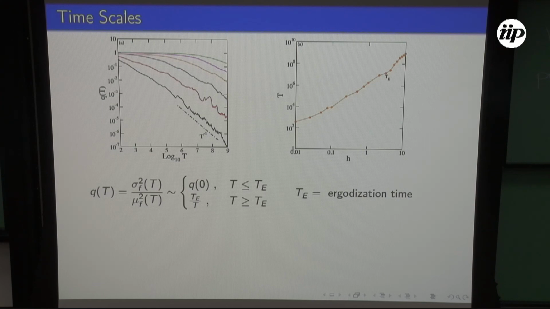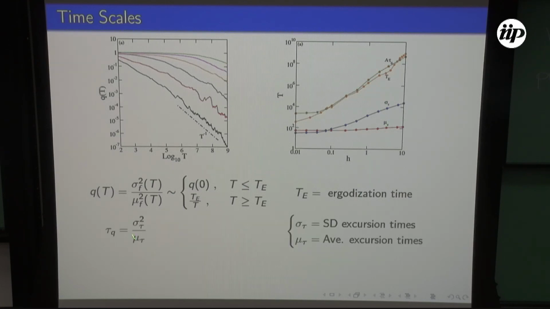Now, we want to compare it with the former timescales that we analyzed. So here I introduce the average of the excursion time. This is the standard deviation of the excursion time, and it turns out that these two are connected to the ergodization time by this ratio. So if you take this squared divided by this one and introduce a fitting parameter, you see that these two timescales behave similarly, actually very similarly.